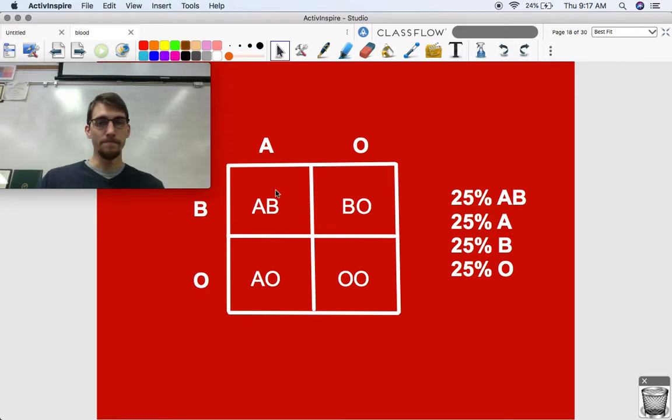So if you have both alleles, you're going to be AB. If you have one or the other, you're going to be A or B. And if you have neither A nor B, you're going to be O.